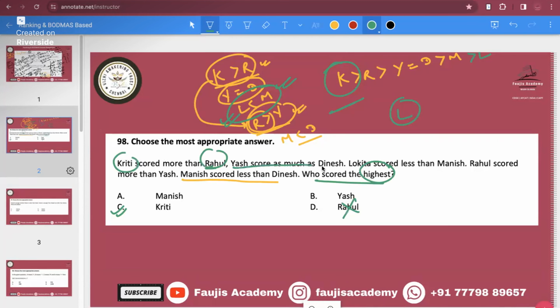Y scored as much as Dinesh. So Dinesh and Y both should have been the answer. Right? And Manish scored less than Dinesh. So Manish scored less than Dinesh. That means Manish did not score the highest. Right? And Y scored as much as Dinesh means Y is equal to D. This relationship you have to look at a little bit more carefully and decipher which one is the correct answer.